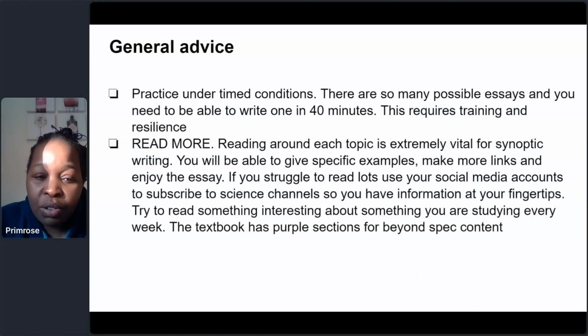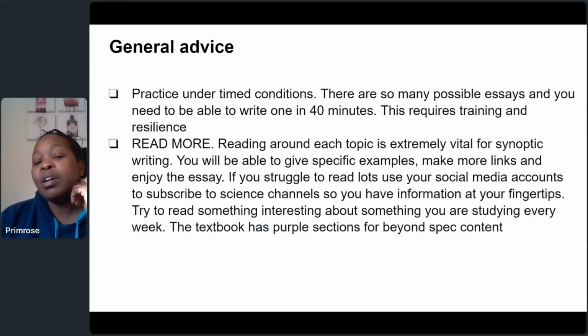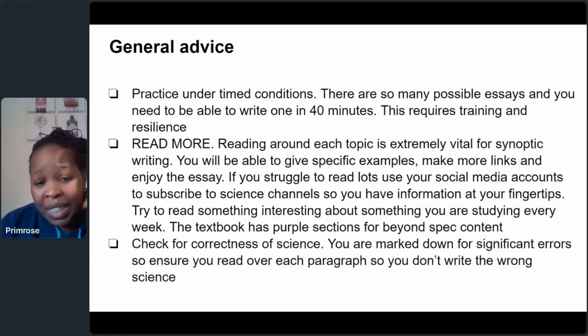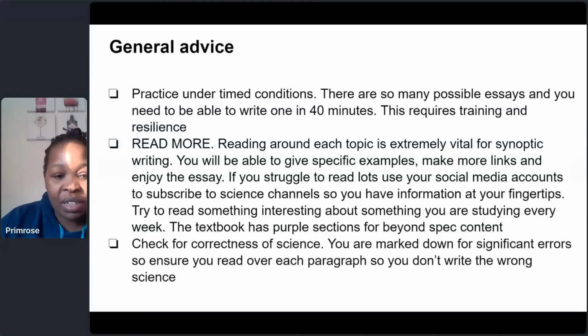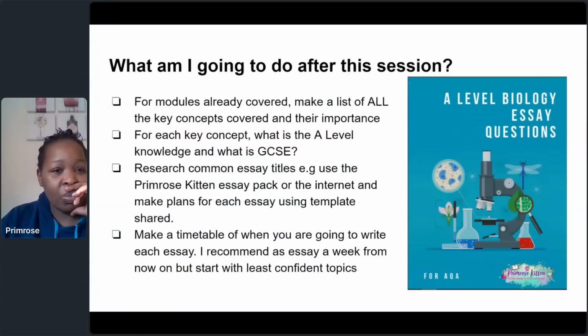But also in your textbook, there's sections which have beyond the spec, and they are worth reading. I would say even more important than journals, because they have exactly the right content and the right level that is understandable to you as well. Please check that your science is correct. Please check all the processes you're mentioning, that you actually understand the process, so you don't end up writing about a process and mentioning the opposite of that process, because you would lose marks if you have significant science knowledge that is not correct as well.